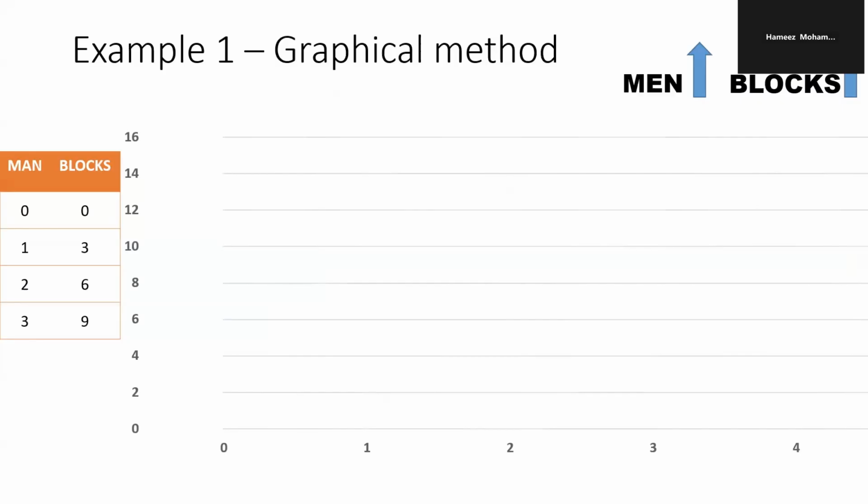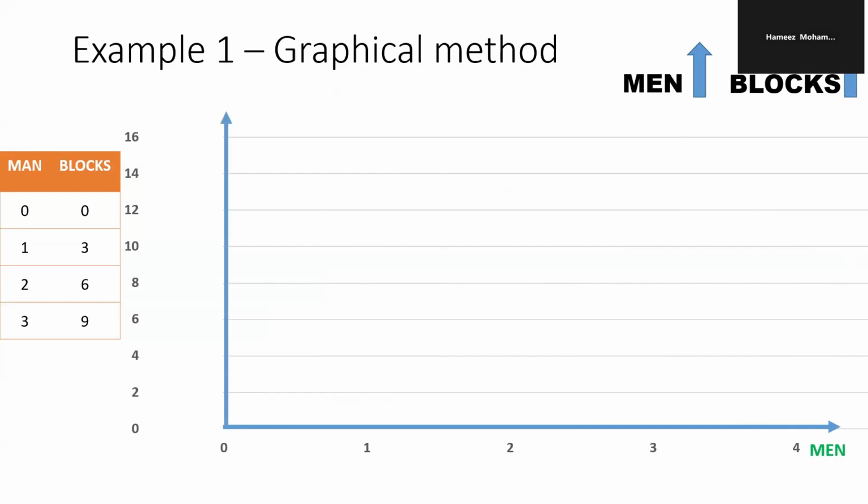So if we try to sketch a little graph from here to give us an idea what's happening, we started with the x-axis representing men, 0, 1, 2, 3, and then we can extrapolate and see from this idea what happens if we have 10 men. How many blocks do we need? Or 100 men. And if men are on one side, what do we need on the other side? We need blocks.